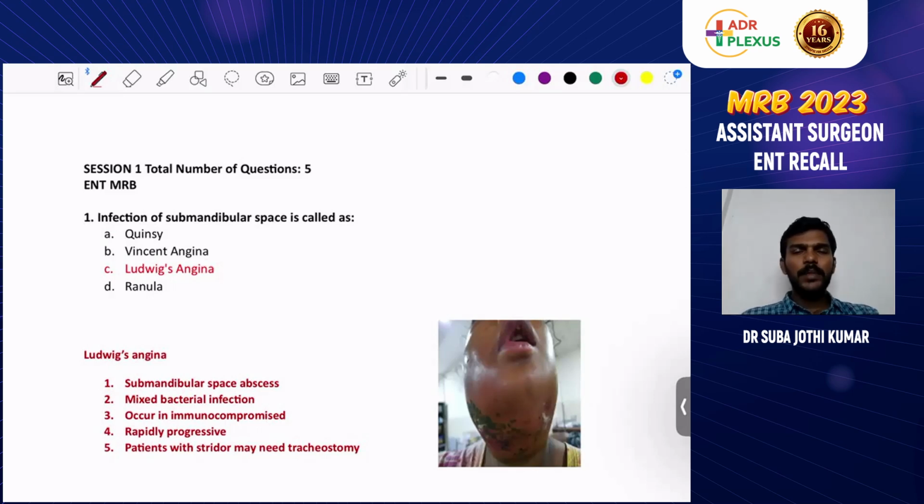This ENT session is going to be a recall of last year's MRB questions. Usually MRB is not an exam with so much hype in my days. Even I didn't write the MRB exam. I wrote my NEET exam, I got my PG. In those days, MRB exam was not actual preparation for any students, because if you wrote the MRB exam itself, you would get a seat. That was the trend in those days.